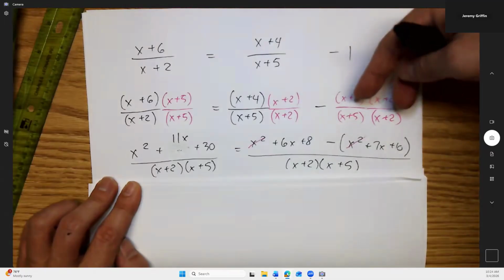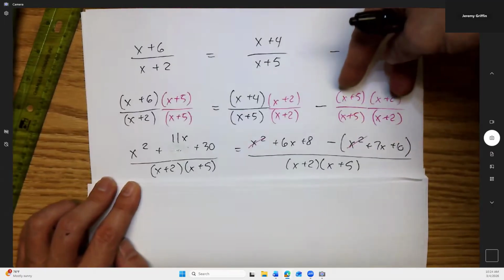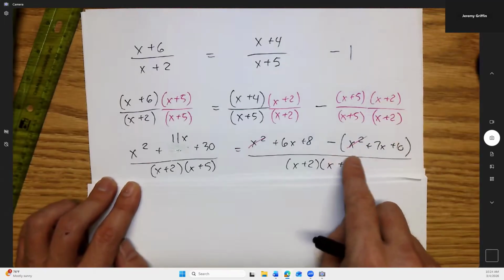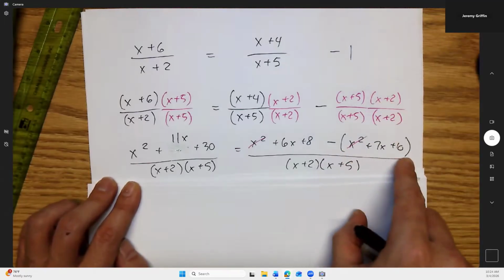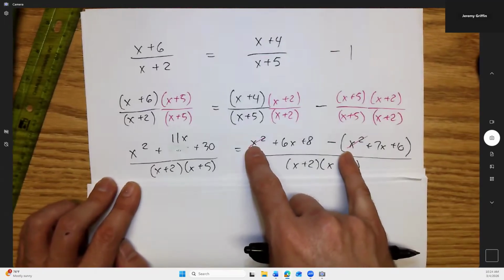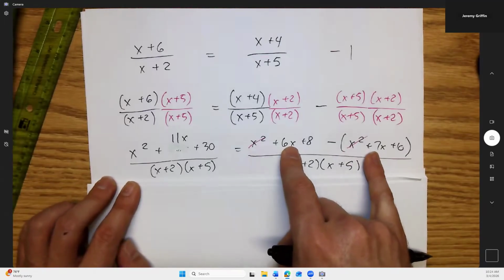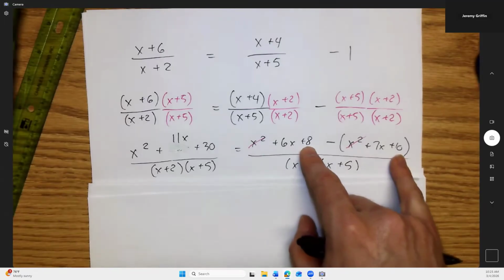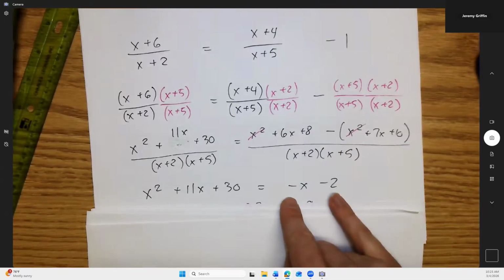And then over here, I got x times x is x squared, 2x and 5x is 7x, and 5 times 2 is 10. Right? But don't forget, this is all being subtracted. So really, I need to distribute the negative, don't I? In fact, I went ahead and just said x squared minus x squared. Just try both of those. Guys, what is 6x minus 7x? Is that negative x? And what is 8 minus 10? Negative 2.